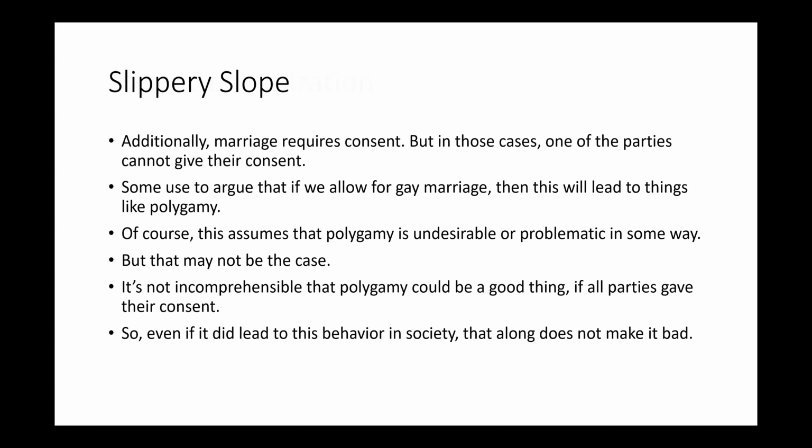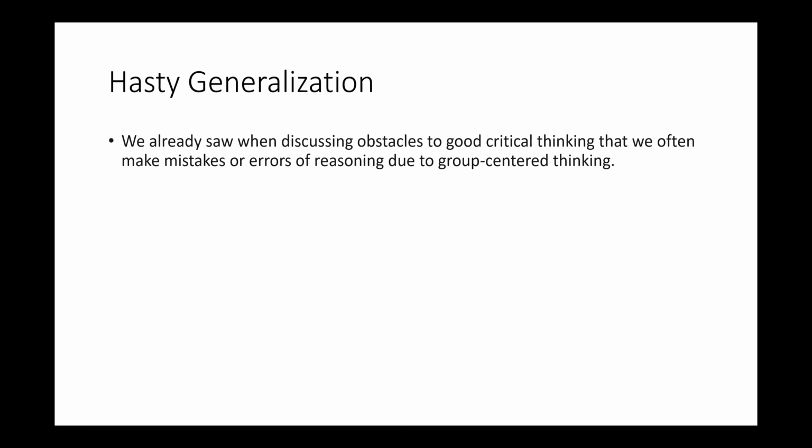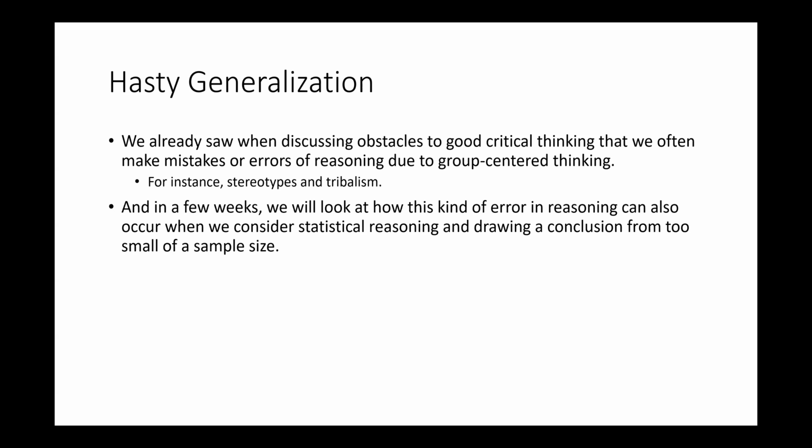Now let's move on to hasty generalization. And remember that we already kind of discussed these when we were talking about different obstacles to critical thinking, to good reasoning. We oftentimes make all sorts of different mistakes and errors in reasoning that are due to things like group centered thinking. For instance, remember from a previous module when we talked about stereotypes and tribalism. These are different forms of group centered thinking that can also be understood in terms of hasty generalization. Likewise, in a few weeks, we're going to look at different forms of errors of reasoning that actually occur with regard to statistical reasoning or maybe causal reasoning.